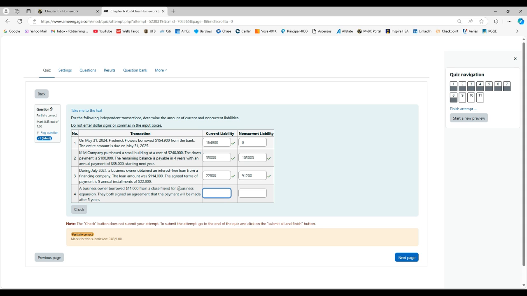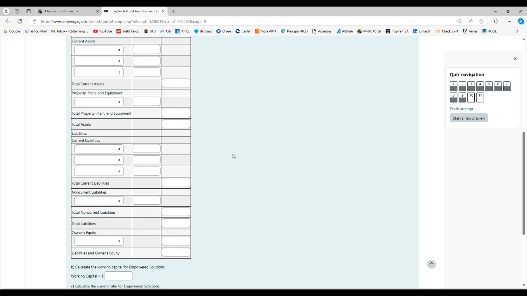Okay, a business owner borrowed $11,000 from a close friend. They signed an agreement that payment will be made after 5 years. So it sounds like we have no current portion because none of it is going to be repaid within a year. The total amount will be due after 5 years, so all of it is non-current at this time. If the payment were going to happen within that time frame, then a portion of it could be current. But right now, since it's beyond a year, it's all non-current.